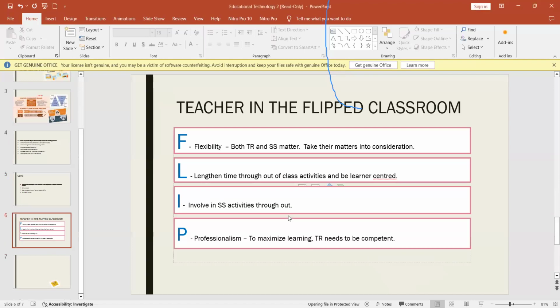Now, teacher in the flipped classroom. FLIP, it's an acronym now, okay? FLIP. F stands for flexibility. Both the teacher and the students take their matters into consideration. You have to be flexible, right? Because students have different abilities, different economic status, different attitudes, and all that.